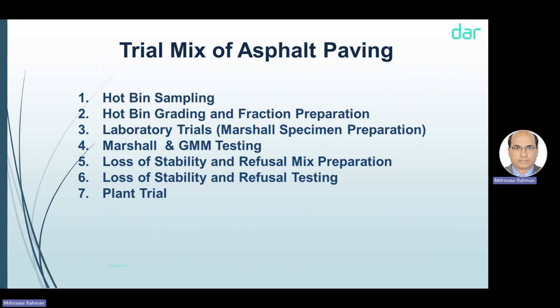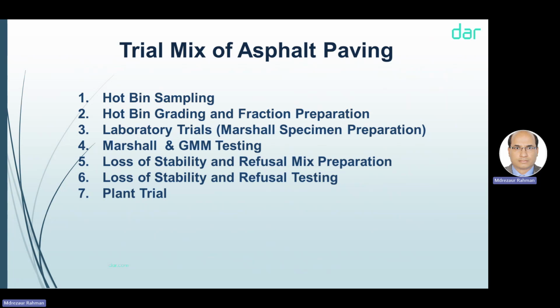First one is hot bin sampling. Second one is hot bin grading and fraction preparation. Third one, laboratory trials. Fourth one, Marshall and GMM testing. Number 5 is loss of stability and refusal mix preparation. Number 6, loss of stability and refusal testing. Number 7 is client trial. Now I'm not going into detail, as today is asphalt pavement. Later on we can go into detail if required.